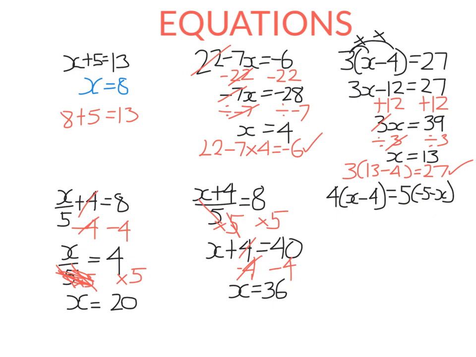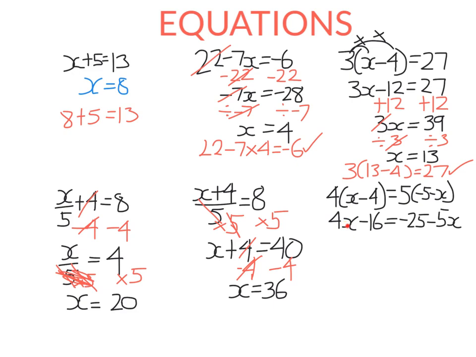It's a bit tricky because I have x's on both sides of the equal sign, on the left-hand side and on the right-hand side. So what I'm going to do is I'm going to expand the brackets, then I'm going to get x to one side of the equation. So expanding the brackets, 4 times x is 4x, 4 times negative 4 is negative 16. So on the right-hand side, I go 5 times minus 5 is negative 25, and then 5 times minus x gives me minus 5x.